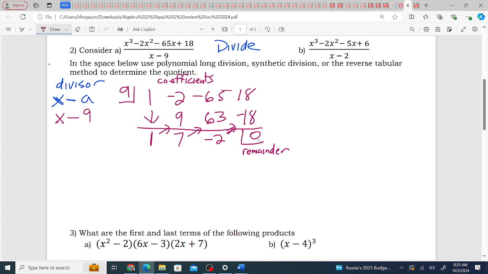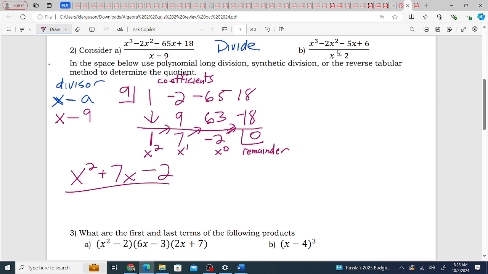So that's my spot for my remainder, I know this is the x to the 0 power, this is x to the 1 power, this is x to the 2 power. And so now let's just write it out. I've got x squared, or 1x squared, plus 7x, second power, first power, minus 2. X to the 0 power means there's no x. There's no remainder, so that's my answer.